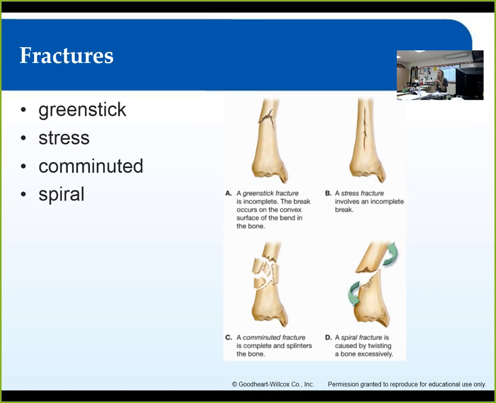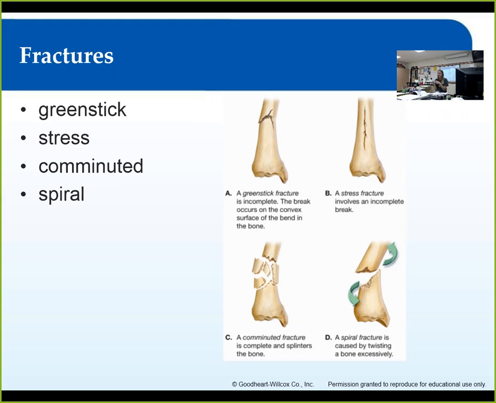What population would you expect to see a green stick fracture in? Kids. Yes, why? Because their bones are flexible. Exactly. Their bones have more collagen. They're much more flexible than adults. So green stick fractures you typically see in kids versus adults for that reason. Good.